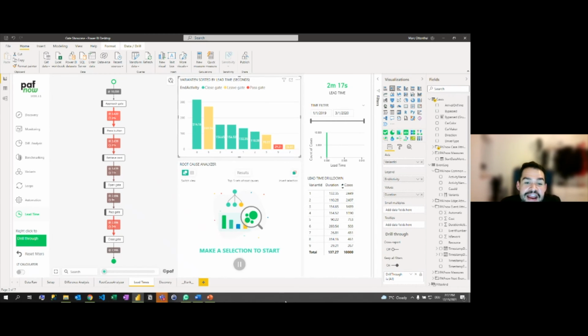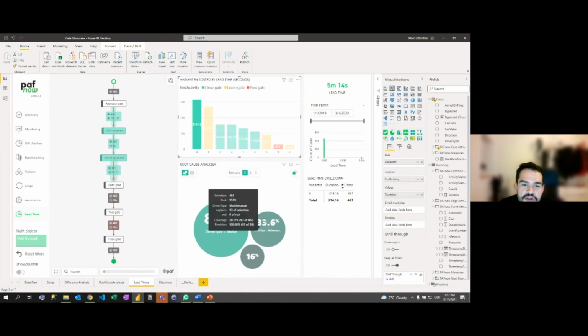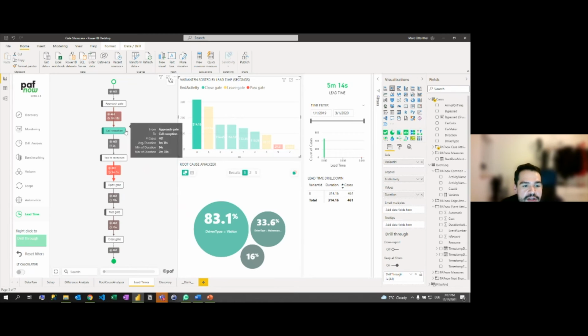Let's select the 8th variant, and what do we see? Well, we see someone approaching the gate, waiting 1 minute and 20 seconds, calling the reception, talking to the reception. The gate opens and it took 3 minutes between talk reception and open gate. Someone passes the gate and the gate closes in 40 seconds. That took a lot of time, right? And those are quite many cases, like 460 cases.